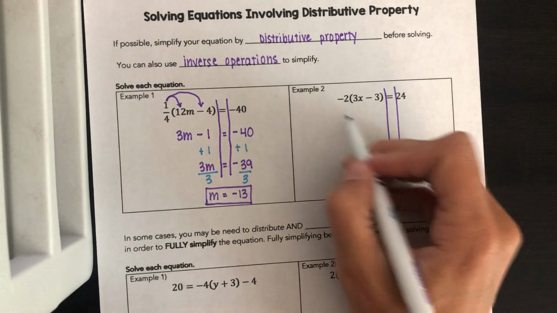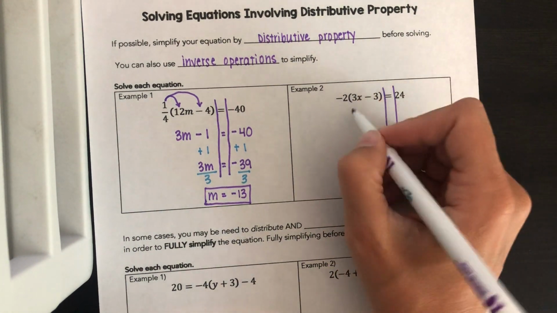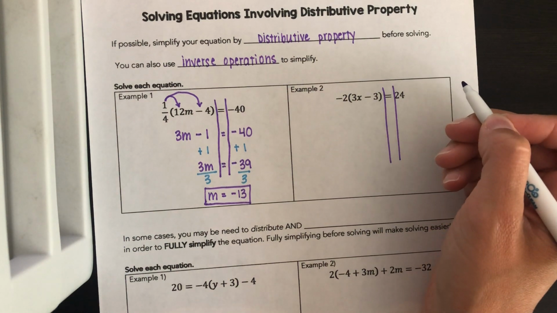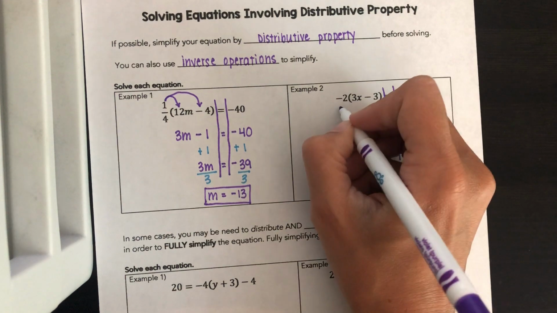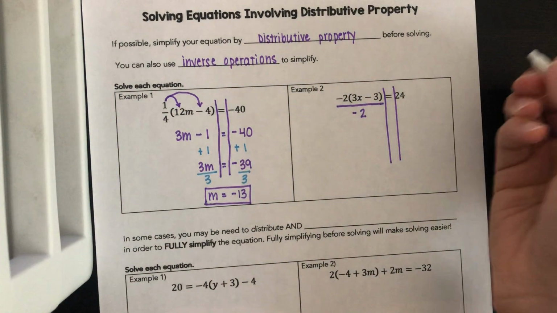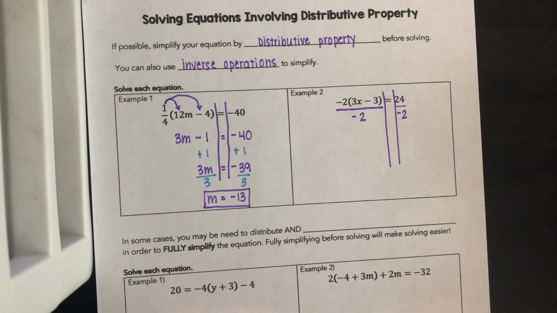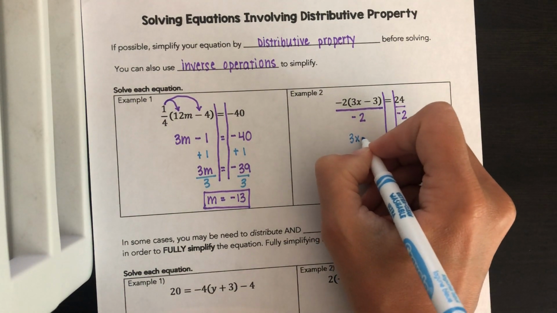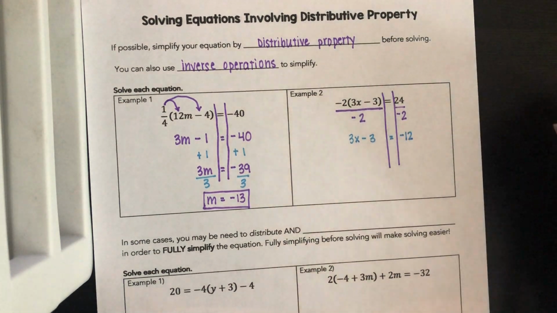And the operation I see happening right now is this multiplication. I see negative 2 times the quantity 3x minus 3. So I can undo multiplying 3x minus 3 by negative 2 by dividing the whole thing by negative 2. If I divide this by negative 2, we know we have to do the exact same thing on the other side of our equation. And this would leave me with 3x minus 3 is equal to negative 12.